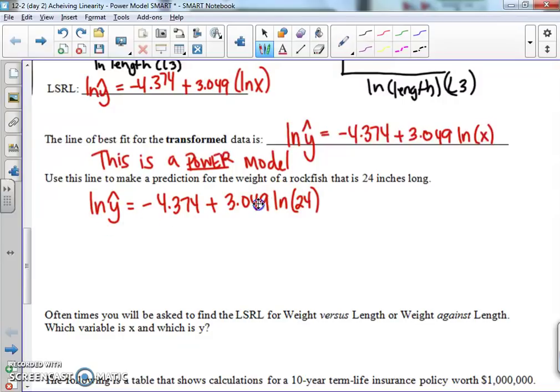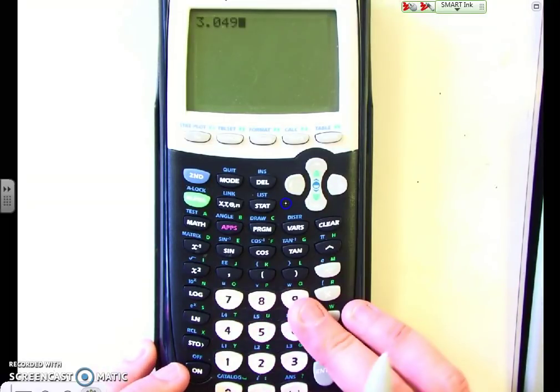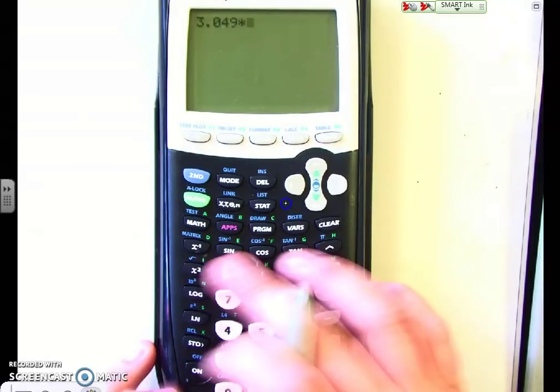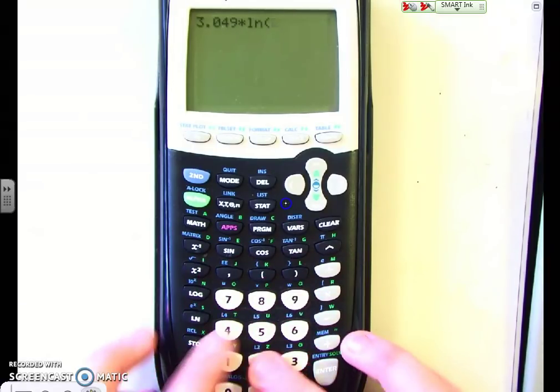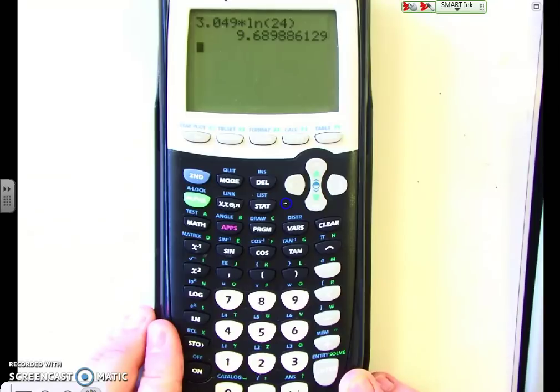Well, you just got to type this in your calculator. There is a natural log button. You took natural log of the list. Just make sure you take the natural log of 24. So what I would have done first is calculated this. In your calculator, I would type 3.049 times the natural log of 24. In fact, I'll show you what I'm doing. 3.049 times the natural log of 24. Hit equals.